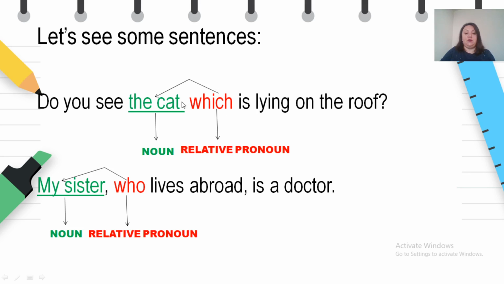The relative pronoun which explains the preceding noun the cat. Which cat? The cat which is lying on the roof. The second example: my sister who lives abroad is a doctor. Here we can see the relative pronoun who, which follows the noun my sister.